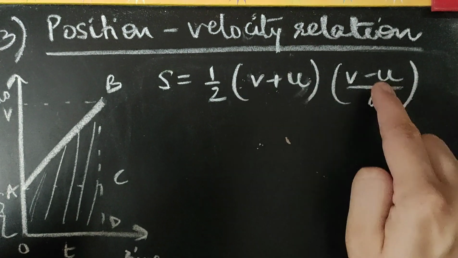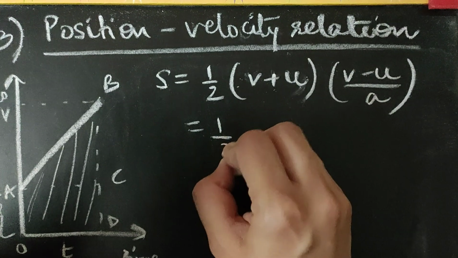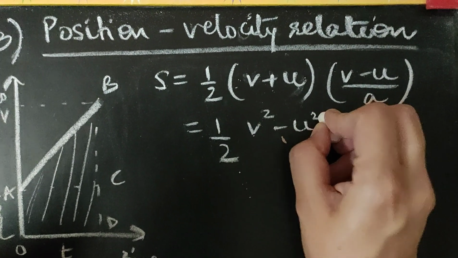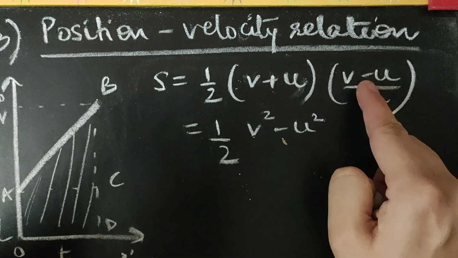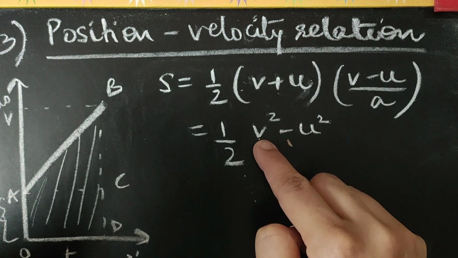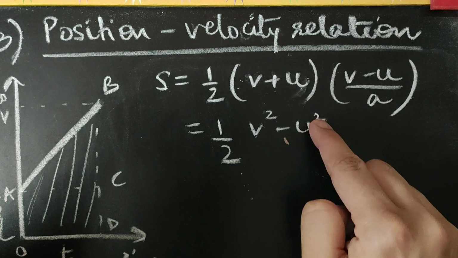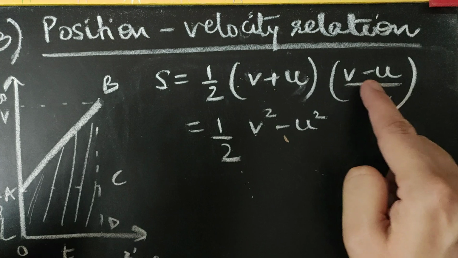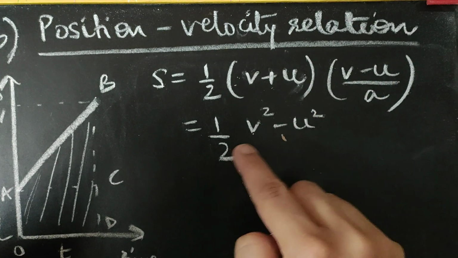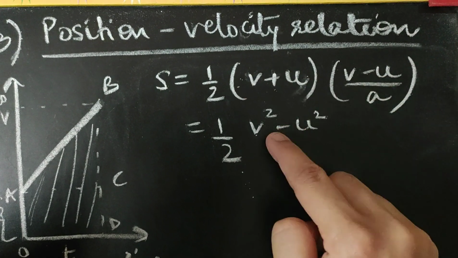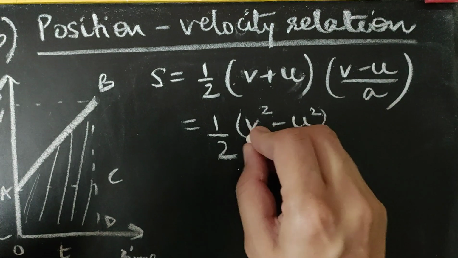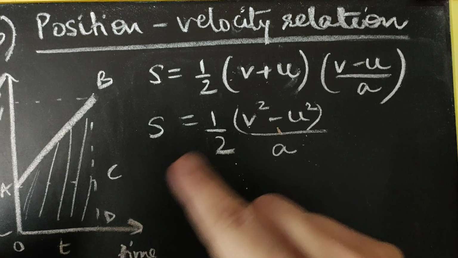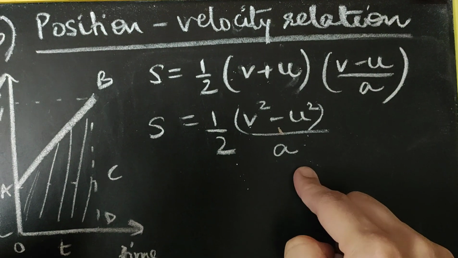So I am using that identity here, and I am rewriting the equation in a simpler form as v square minus u square. It was v plus u, v minus u. I have written it using the identity v square minus u square, or you can say a square minus b square is a plus b into a minus b. So using that identity here in the numerator, and in the denominator I have acceleration as it is. So the equation now reduces to s is half v square minus u square upon a.